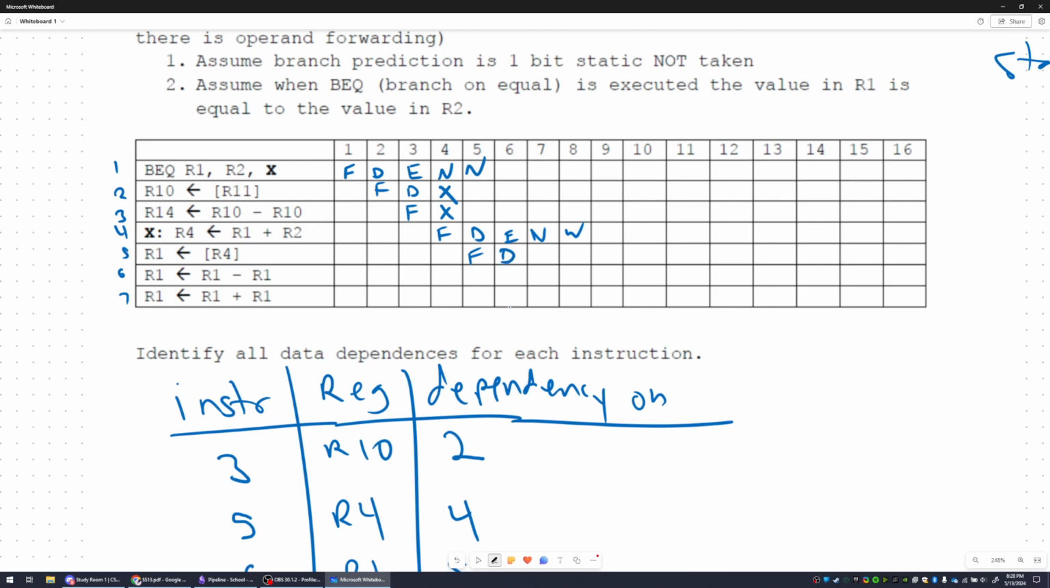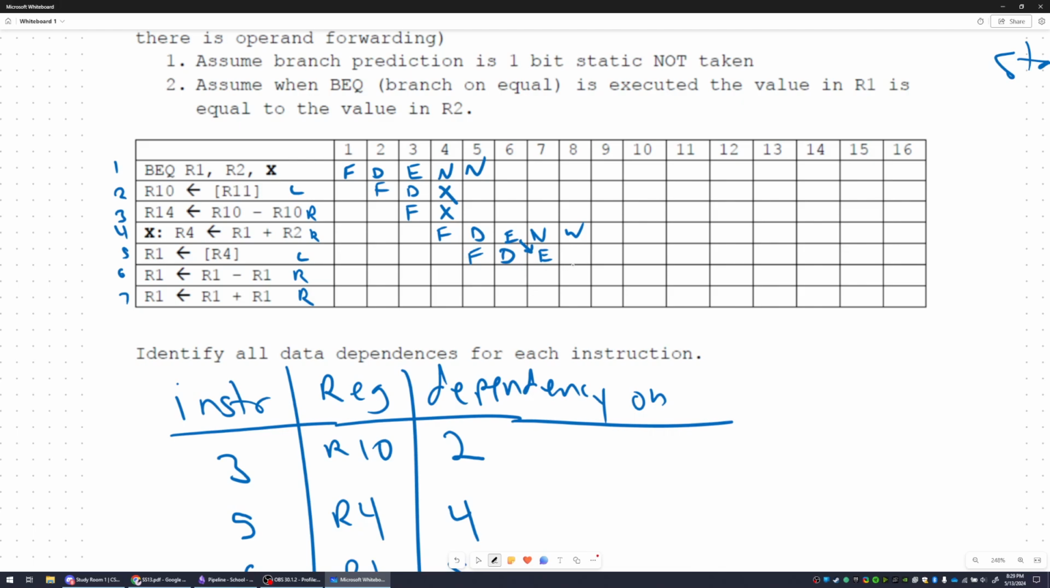Fetch, decode. We have to know the value in R4 to do this line. We can data forward it from the exec stage. So fetch, decode, exec. This is L type. Oh, I should have written those. L type, L type, R type, L type, R type, R type.